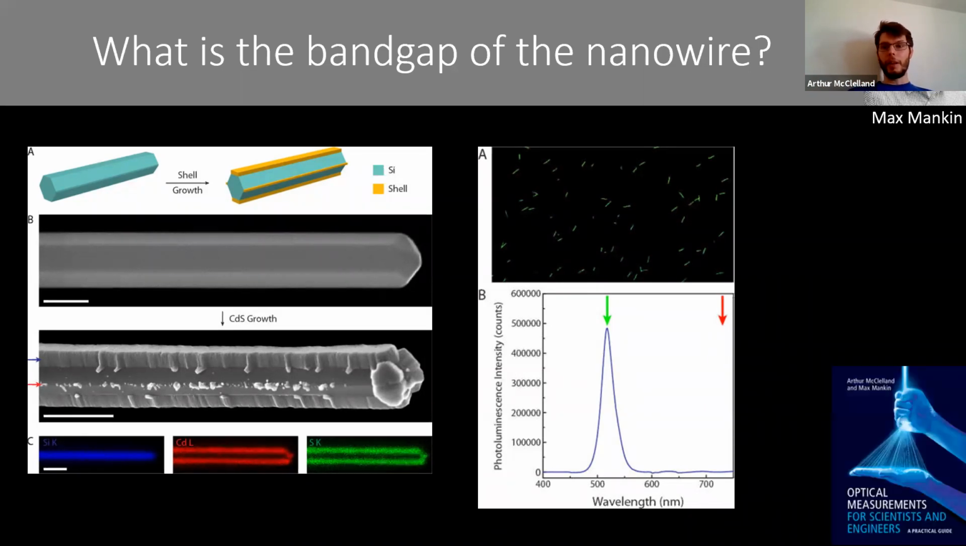So Max decided we should write a book. So I wrote a book with Max on how to build optical spectroscopy setups to do characterizations and things like that. It's aimed at first-year grad students and advanced undergraduates, and it's supposed to walk you through the very basics of how to get around the optics lab and what's going on.